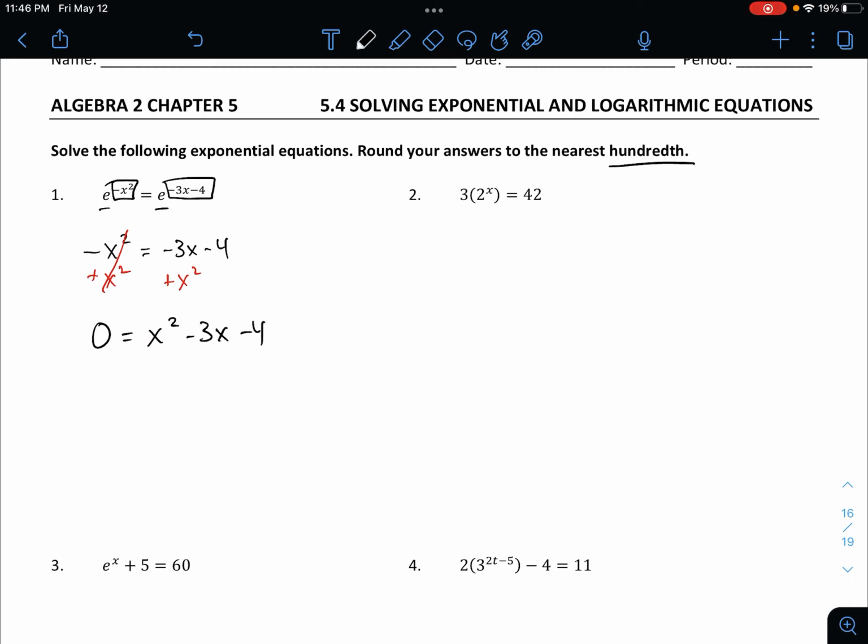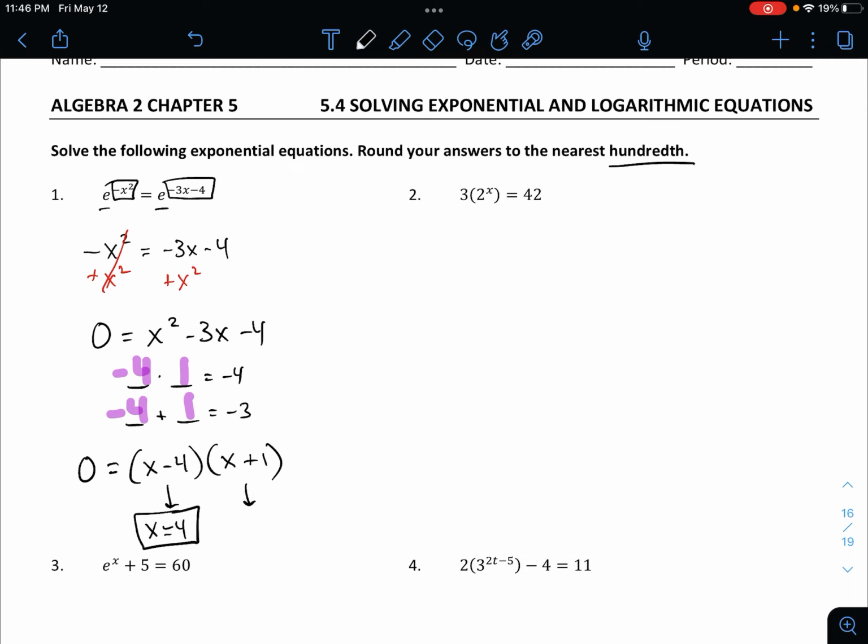And now I have to factor this, right? I can solve for x by factoring. So I'm looking for two numbers that multiply to be negative 4, and those same two numbers have to add up to be negative 3. I believe those are going to be negative 4 and 1. So we can factor x minus 4, x plus 1. That's going to allow me to find out that x is either 4 or x is negative 1. It's always a good idea to check your answer by plugging them back in.